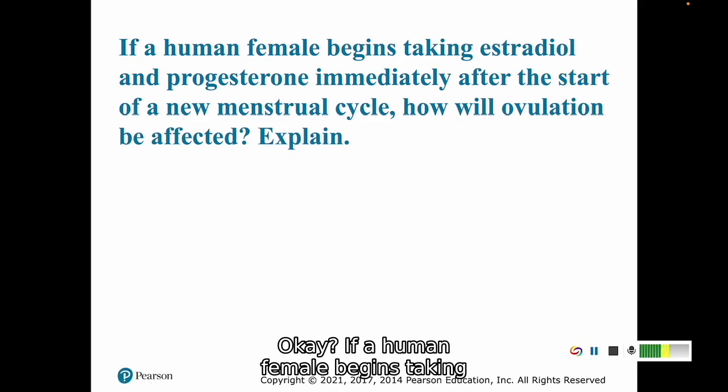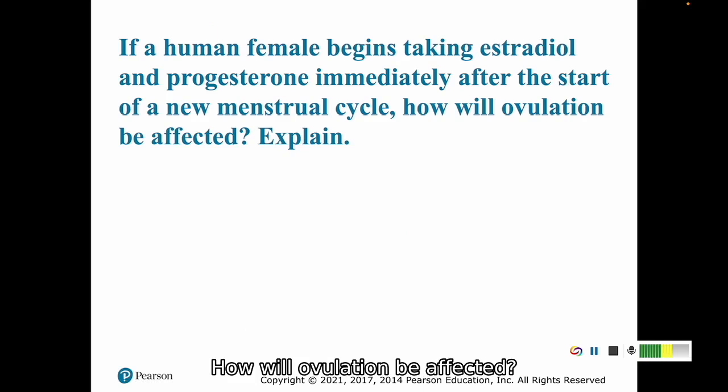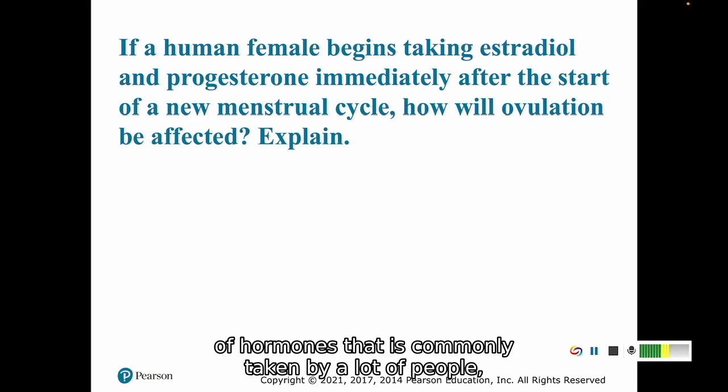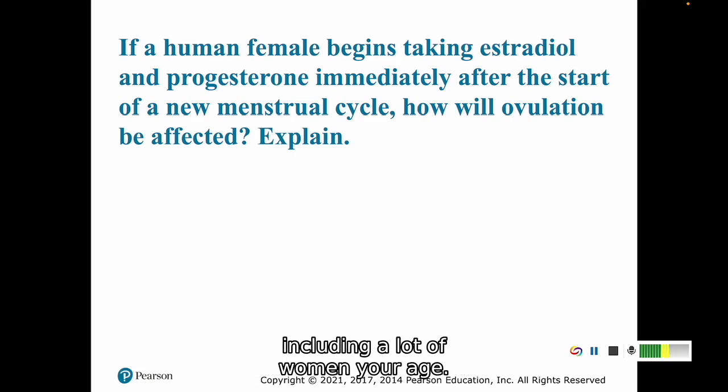Okay, if a human female begins taking estradiol and progesterone immediately after the start of a new menstrual cycle, how will ovulation be affected? This is a very common combination of hormones that is commonly taken by a lot of people, including a lot of women your age. So how does that affect ovulation? Stop and think about it and explain it. This question did come from the textbook, so you can look it up in your textbook.